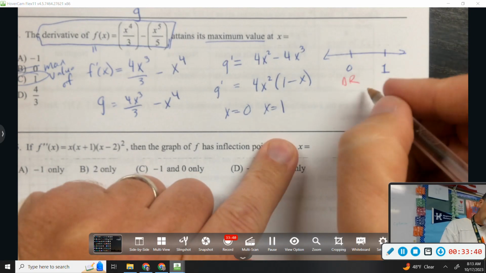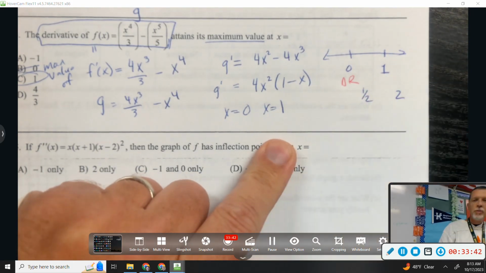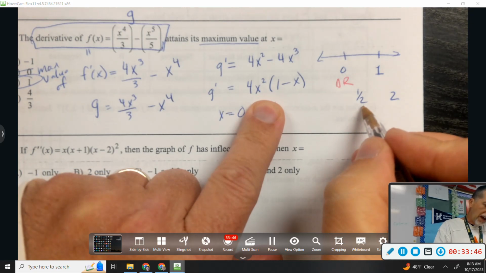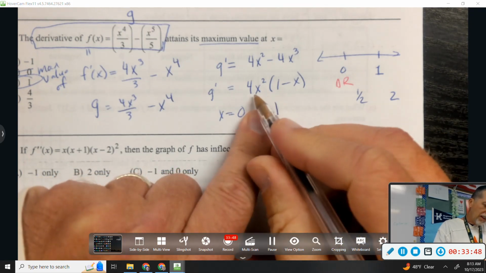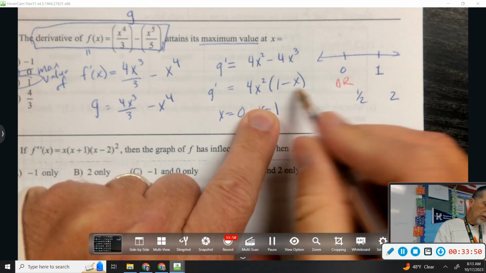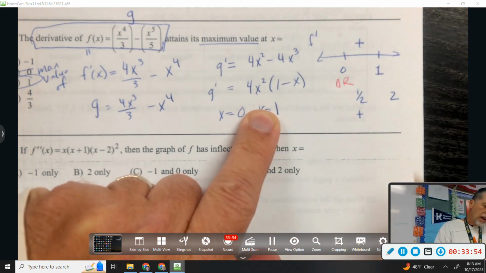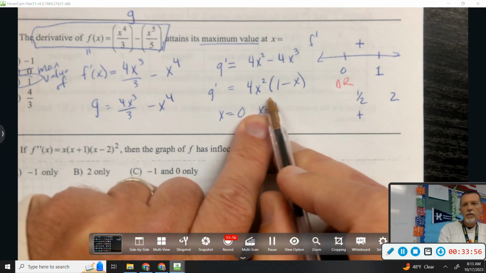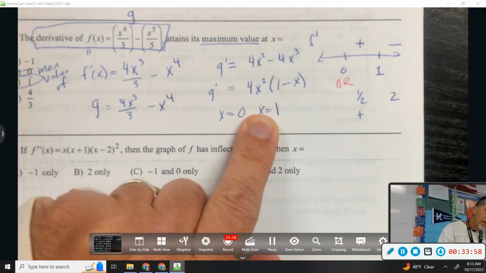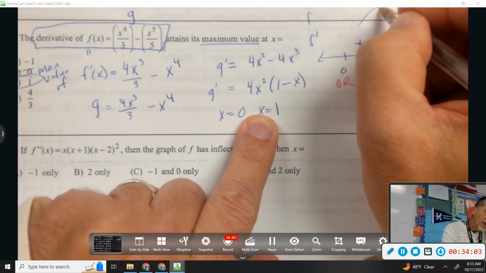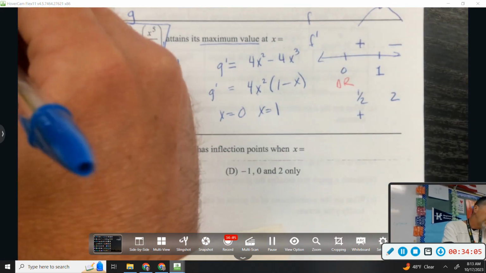Now, officially, I should probably plug in 1/2 and 2 to make sure that that's a maximum. So if I plug in 1/2, that would be positive. 1 minus 1/2 would be positive. I plug in 2, 1 minus 2 is negative, so that means f is going from increasing to decreasing. So yeah, there's a maximum at 1.